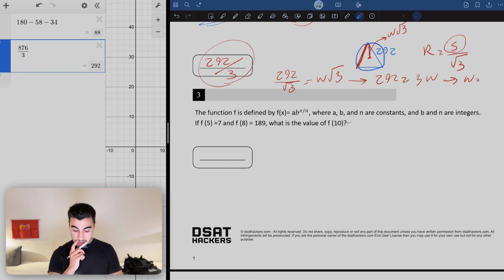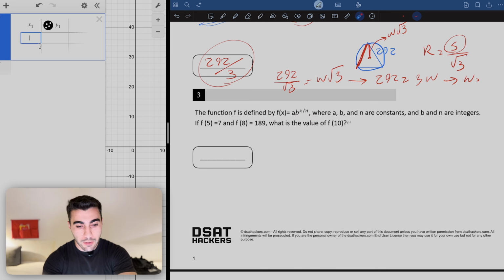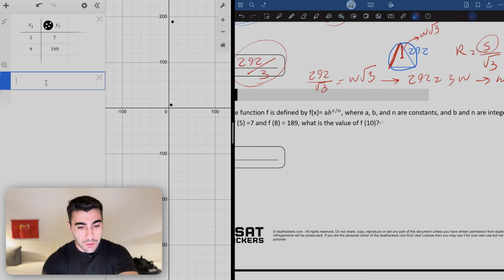So this is a question that we can do using regression, because we have the function and we have the points on the function, right? So I'm going to add the table and add the points. I have 5, 7, and 8, 89, right? We have these 2 points in the function. We are going to do the regression y1 tilde a b to the power of x1 over n.